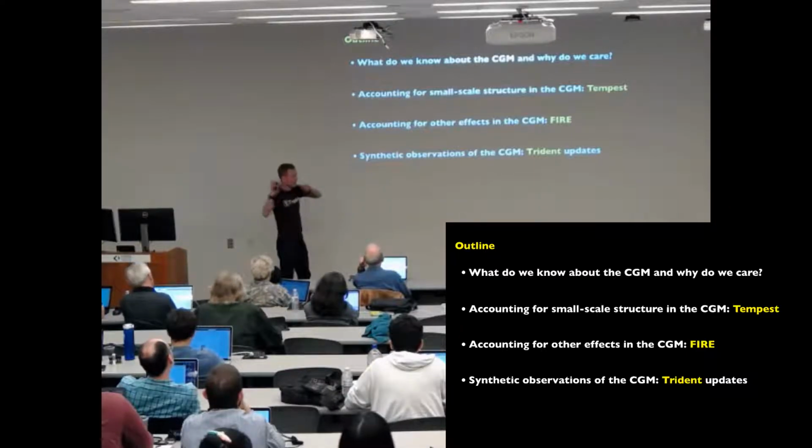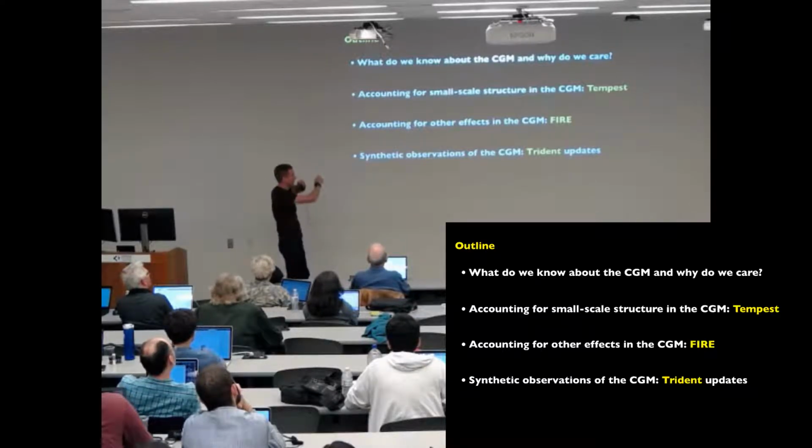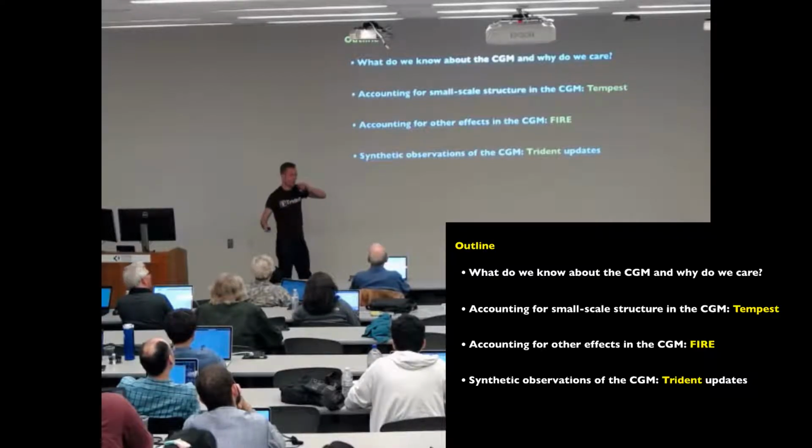So initially, I realize we've already had 2 CGM talks. I'll give a super intro on the circumgalactic medium just to make sure everybody's on the same page, and then talk about some of these small-scale effects and how they'll impact the overall CGM signal.